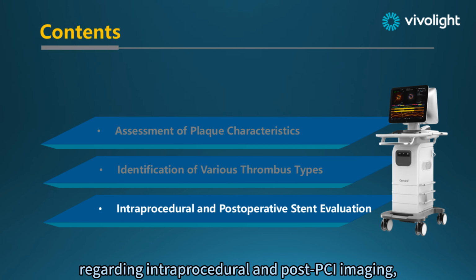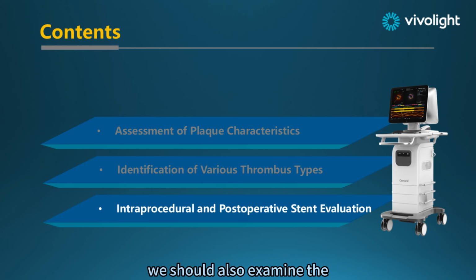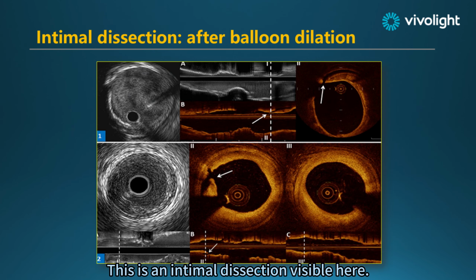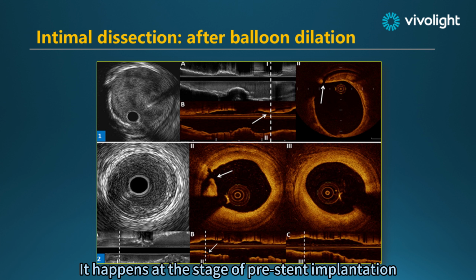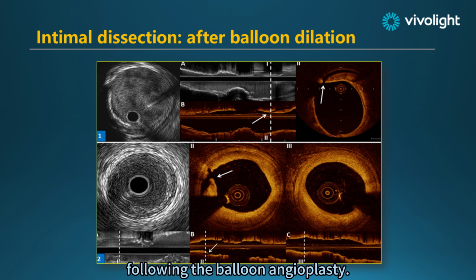Finally, regarding intraprocedural and post-PCI imaging, we should also examine the stent's morphological features. This is an intimal dissection visible here. It happens at the stage of pre-stent implantation, following the balloon angioplasty. In some patients, plaque rupture may occur and lead to dissection. All these scenarios are possible. Therefore, during the procedure, we must carefully identify these conditions.